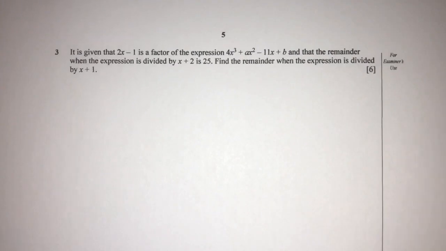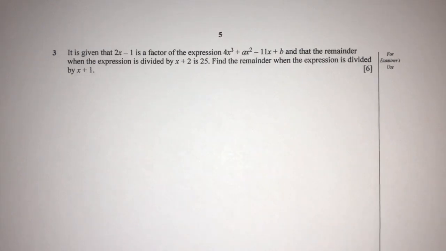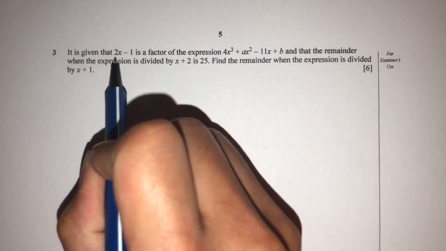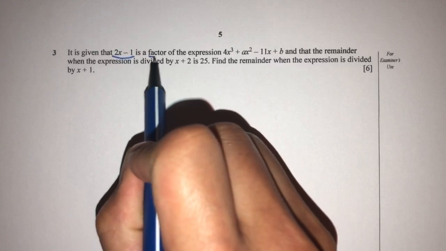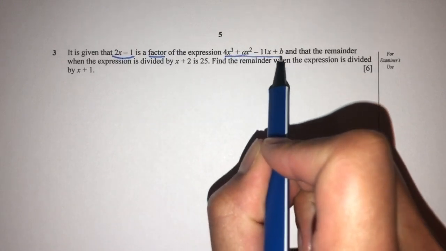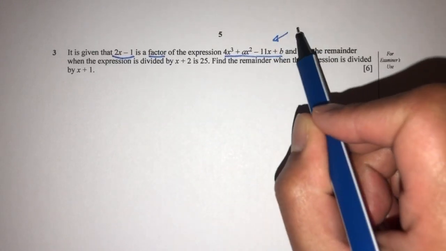Let's move on to question number 3. It is given that 2x minus 1 is a factor. So here we know this one is a factor of this expression. So first thing first, let's call this expression f of x.